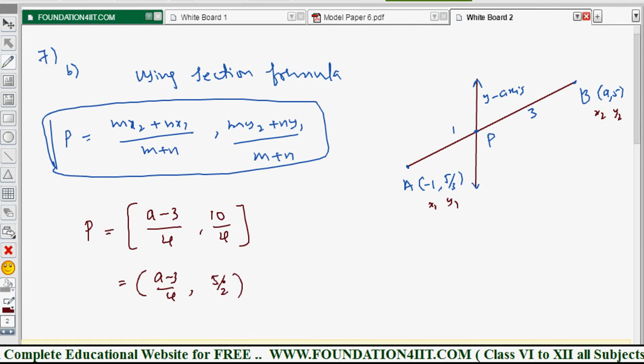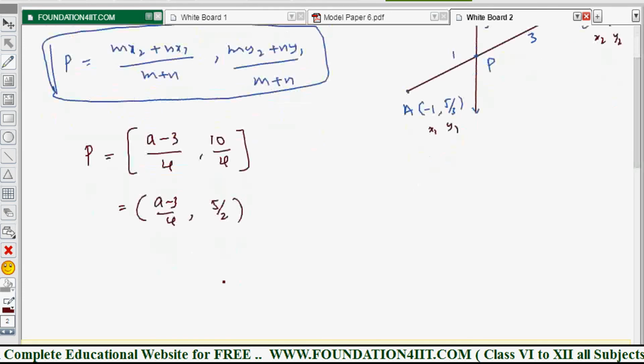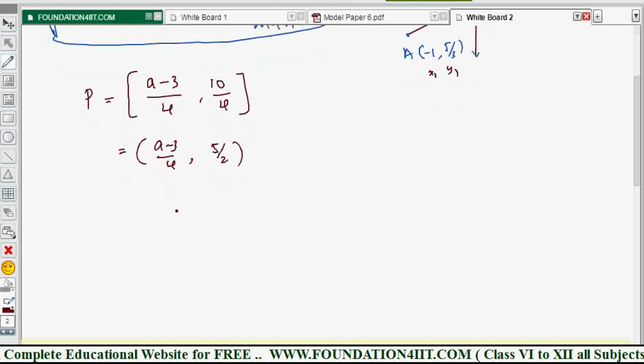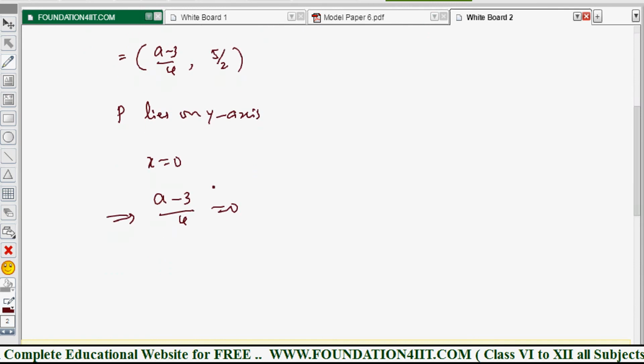And P lies on the y-axis. So on the y-axis, the x value is 0. X is equal to 0. From this point, the x value (a minus 3) by 4 is equal to 0. Simple. Then we can find out a.